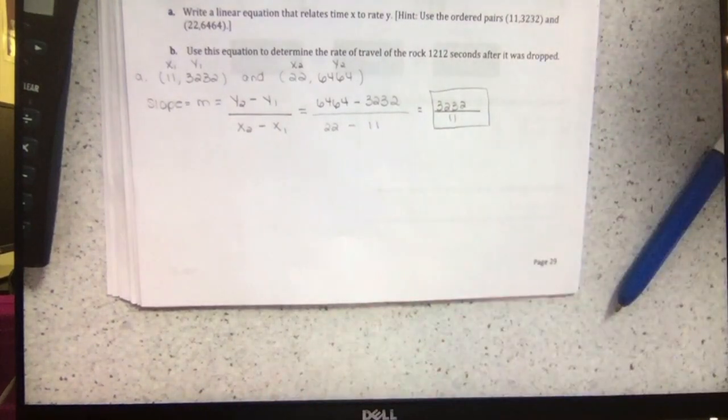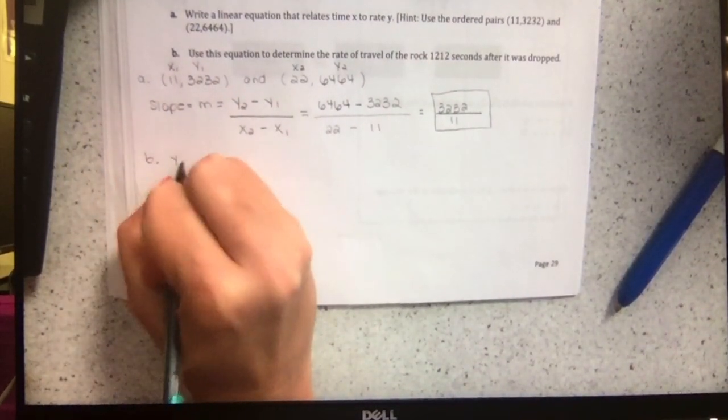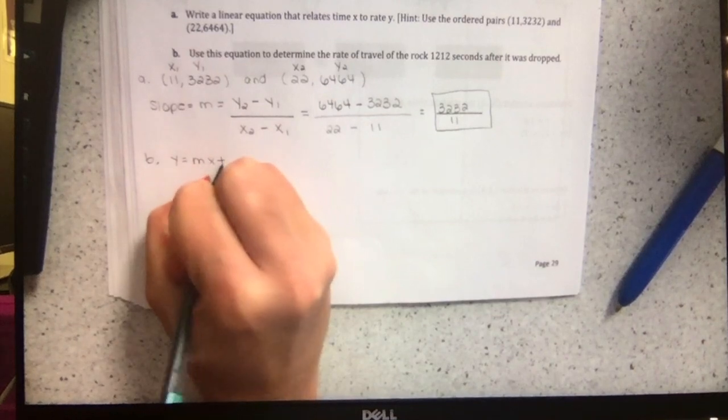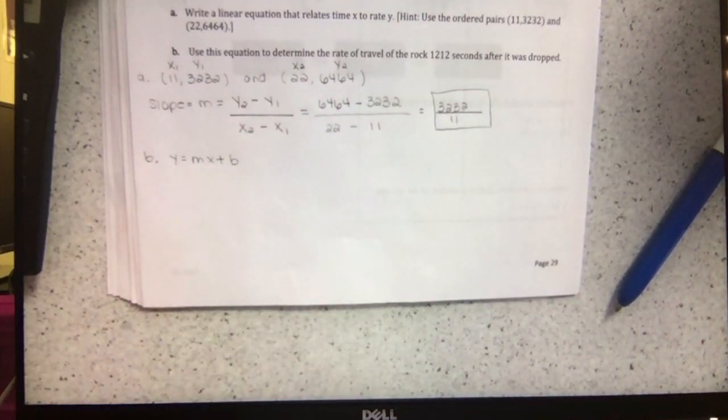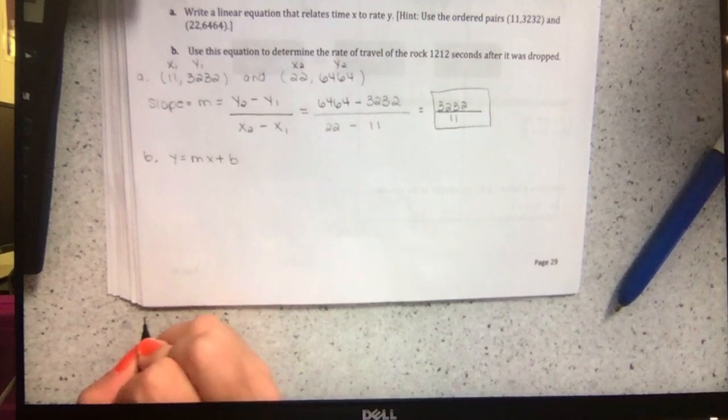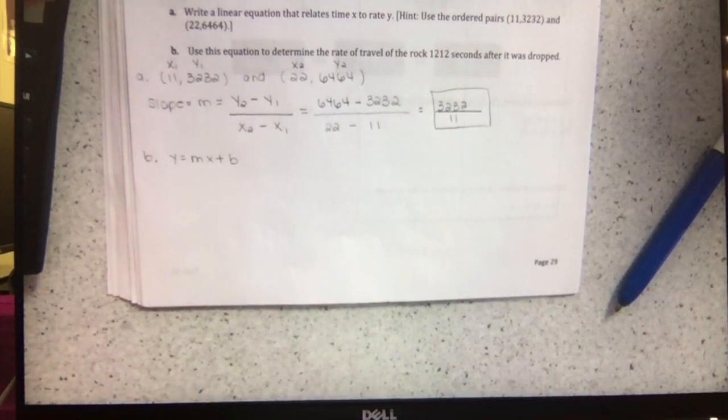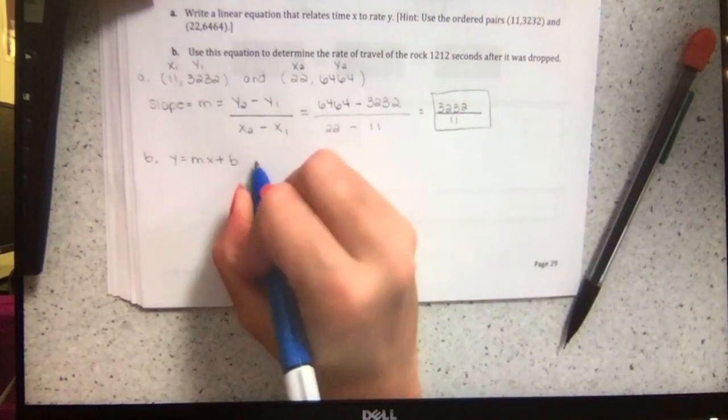All right, so part B. Use the equation to determine the rate of travel of the rock 12 seconds after it was dropped. They give us x, but I need to find an equation to plug into. So let's write an equation. y equals mx plus b. So we have our slope that we can plug in, and we have a point that I can plug in. So let's plug in to find b.